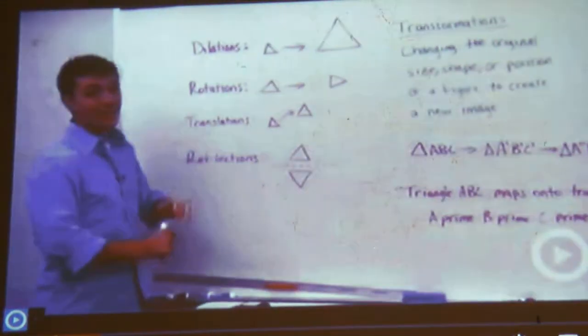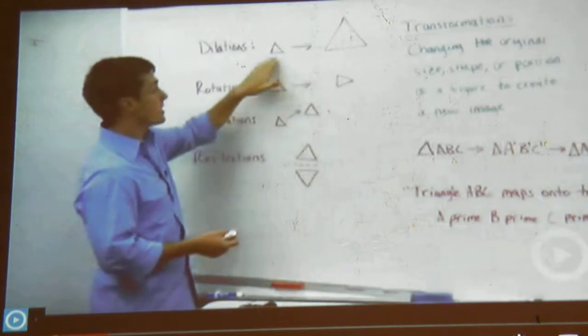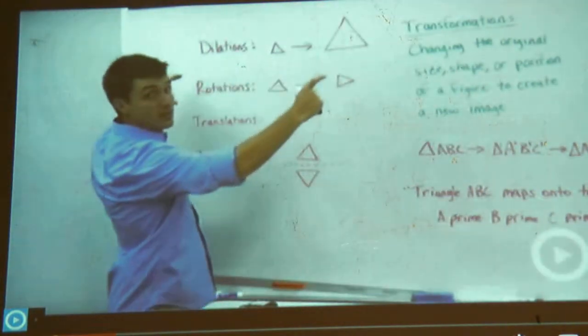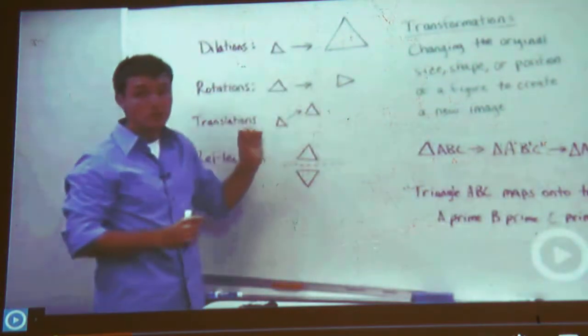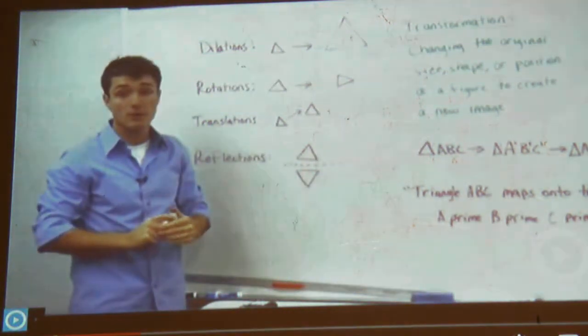The first type is a dilation. A dilation is taking a figure and either enlarging it or making it smaller and reducing it. But you're going to keep the dimensions, those ratios, the same. So you're going to create similar figures.